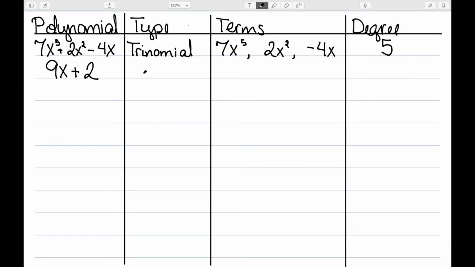My next one, 9x plus 2. There are two things added together here, which makes this a binomial. My terms, I have a 9x, and I'm adding a 2. I only have one variable here that has a power of 1, so my degree would be 1.